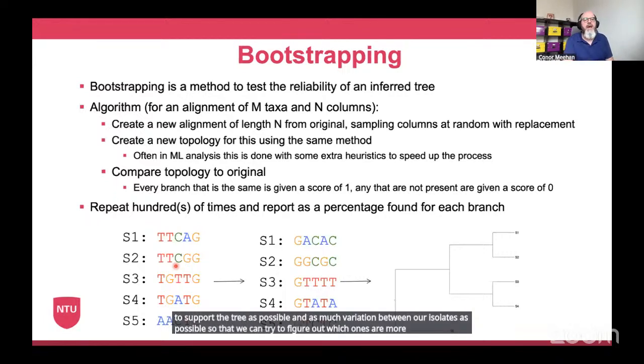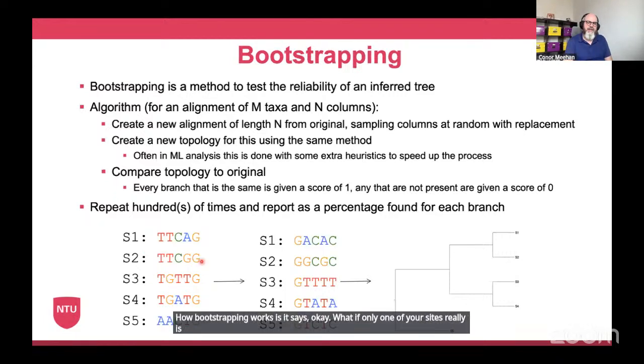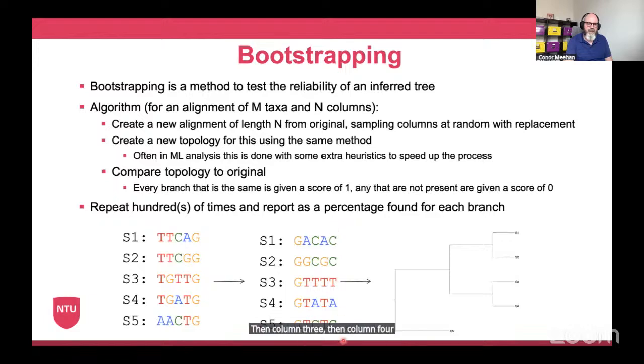How bootstrapping works is it says, okay, what if only one of your sites really is driving this tree and the rest of them are not driving it at all? So what it does is it randomly samples from your alignment and builds a new alignment. So here you can see it sampled column 5, then column 4, then column 3, then column 4 again, and then column 3 again.